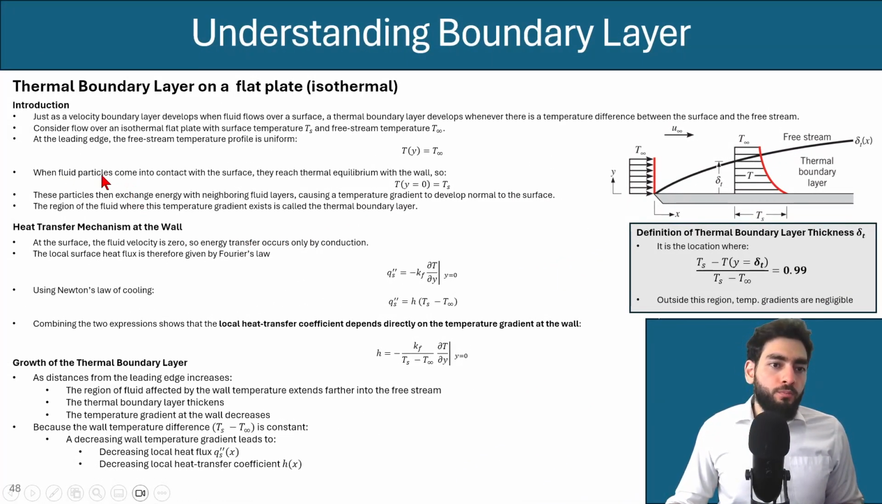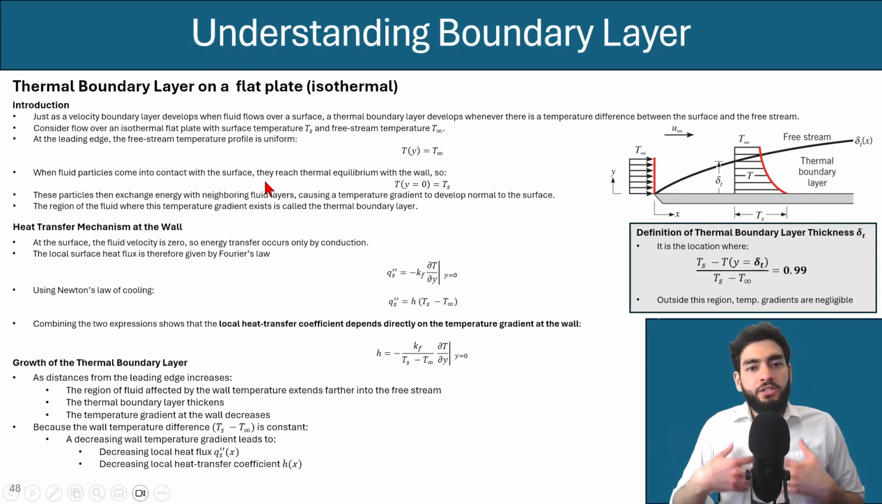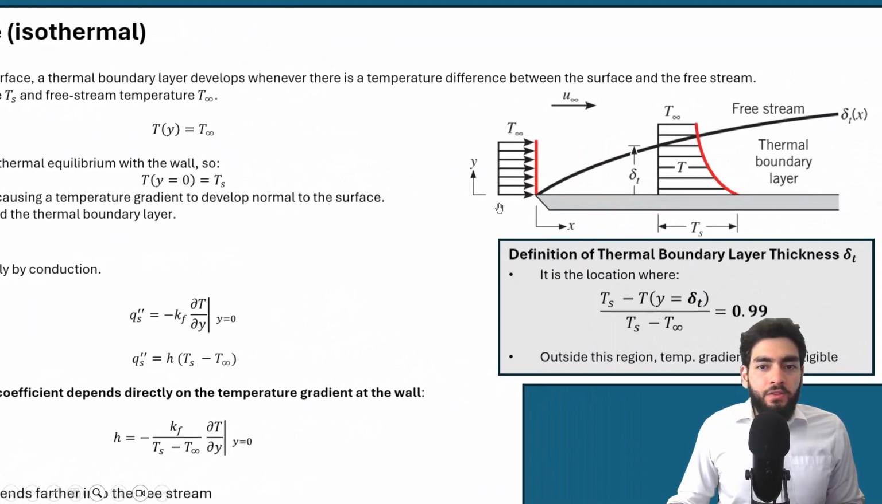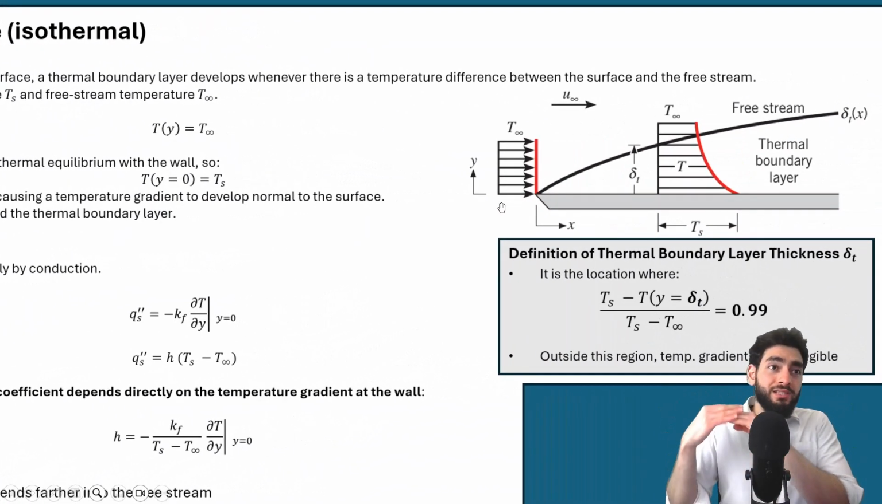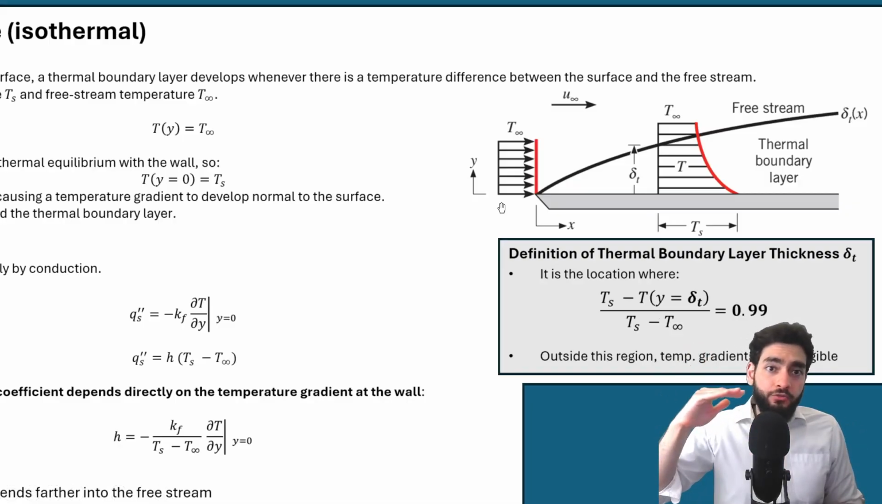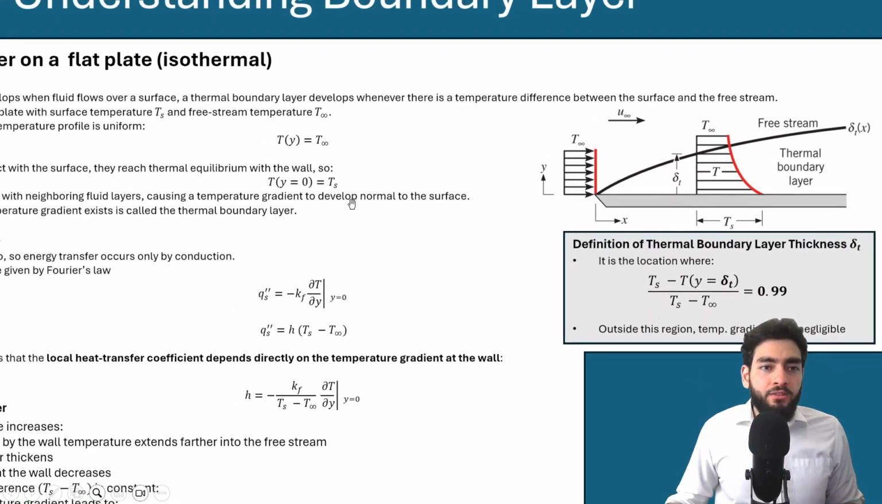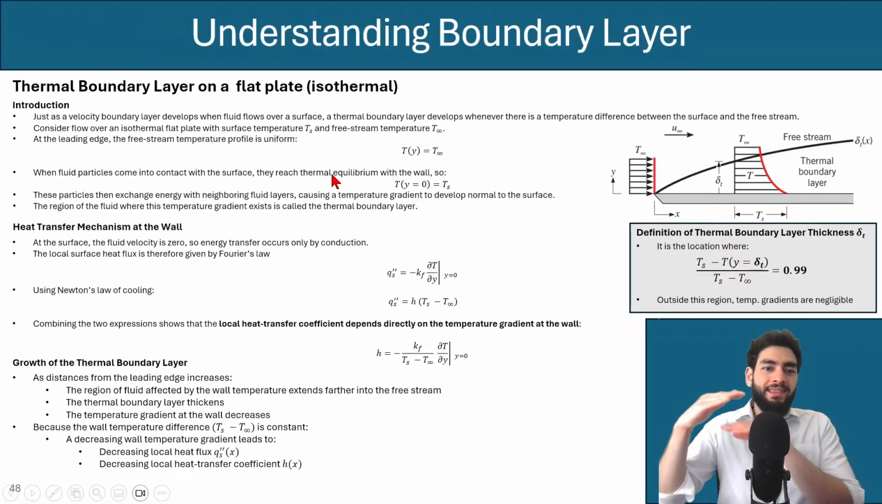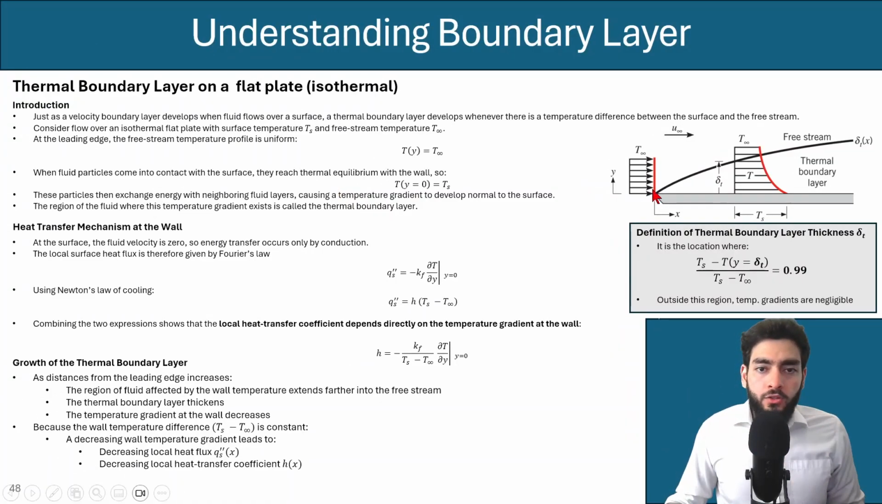Now, when fluid particles come into contact with the surface, then they reach thermal equilibrium with the wall. So just how we have the no-slip condition at the surface, we also assume that in terms of heat transfer, at the surface of the wall you have thermal equilibrium, and so the temperature at y equals 0 is essentially the temperature of the surface.